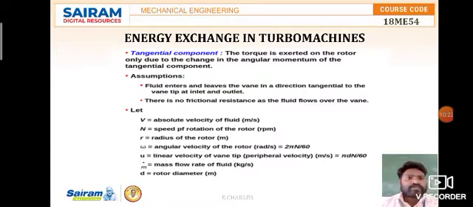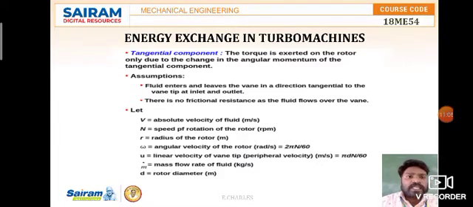Now we have to take the assumptions. The fluid enters and leaves the vane in a direction tangential to the vane tip at inlet and outlet. This is very important: the fluid enters and leaves the vane in a direction tangential to the vane tip at inlet and outlet. There is no frictional resistance as the fluid flows over the vane. We imagine that it is resistance-less, that is, frictional resistance is zero. That is our assumption when the fluid flows over the vane.